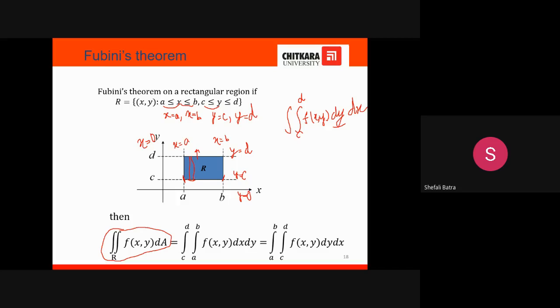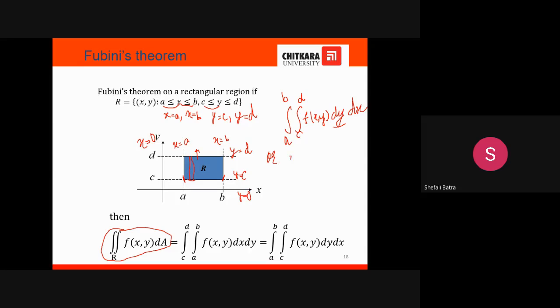When you are sliding it along the x-axis, you are sliding it horizontally, right? So you now need the limit of x, and that is x is equal to a to x is equal to b. So this is a to b, right?